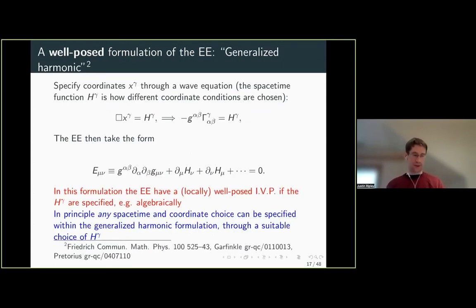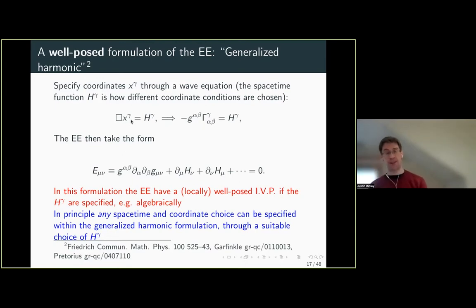But what some people then turn to is a well-posed formulation where, instead of specifying your coordinates by giving some algebraic expression for the lapse and the shift, you now think of your coordinates as x^gamma, where x^gamma can be, say, t, x, y, z. It's a scalar function for each of these components. And for each component, say t, you set up a wave equation: box of t equals some function h, which you're allowed to specify.